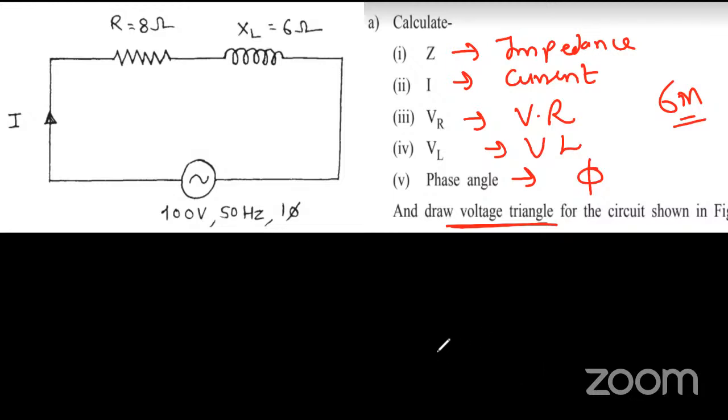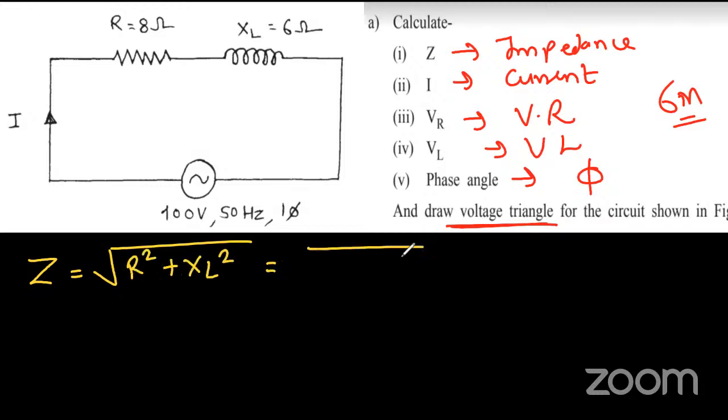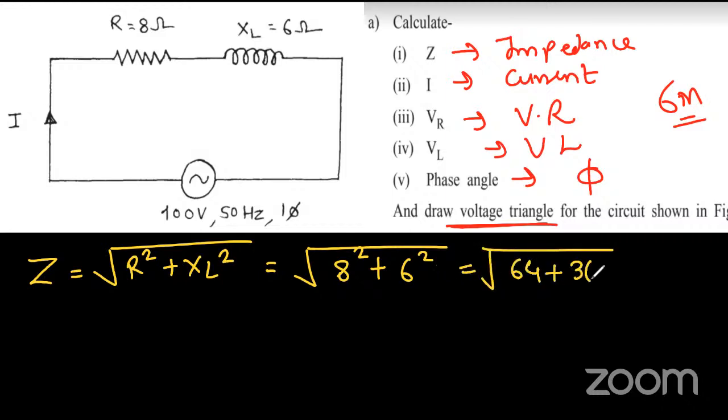Let's find out one by one. Now just tell me how to find the impedance. I need to find Z. What was the formula? Square root of R square plus XL square. So what is the value of R? It's 8. So 8 square plus 6 square. 8 square is 64, 6 square is 36. So it is square root of 100 and the answer is 10 ohm.